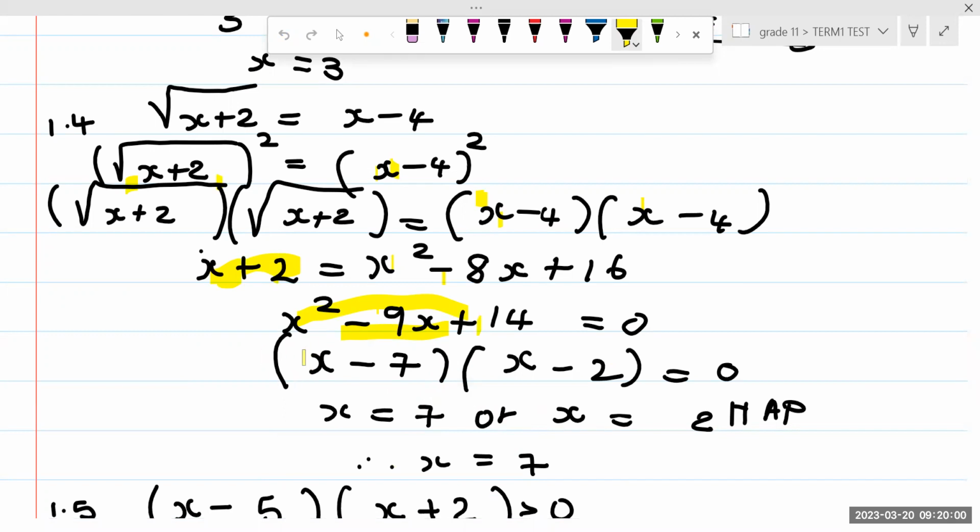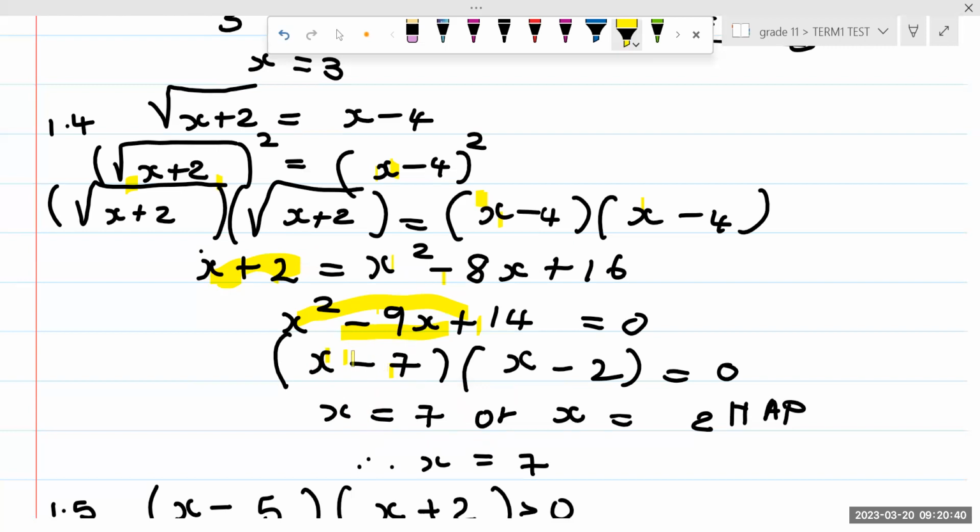So then x minus 7 and x minus 2, since we factorize x and x. Minus 7 multiplied by minus 2 gives plus 14. x times x is x squared. x and minus 2 gives minus 2x, minus 7 and x gives minus 7x. You have minus 7x and minus 2x, which gives minus 9x again. Therefore, that's already the brackets.